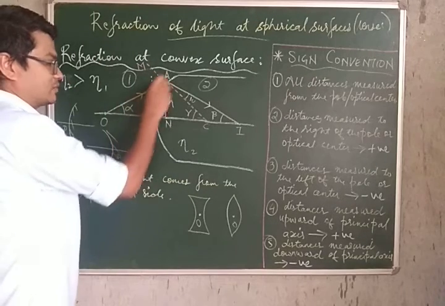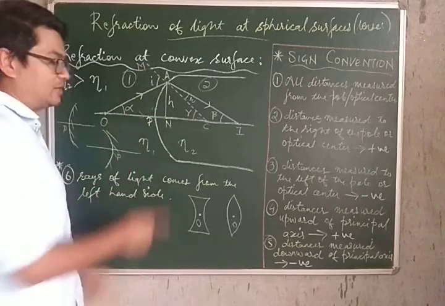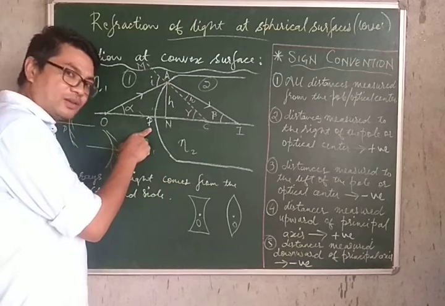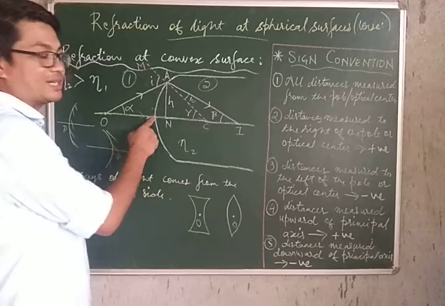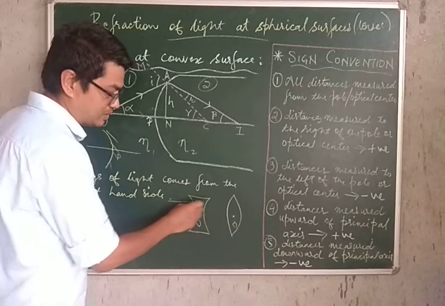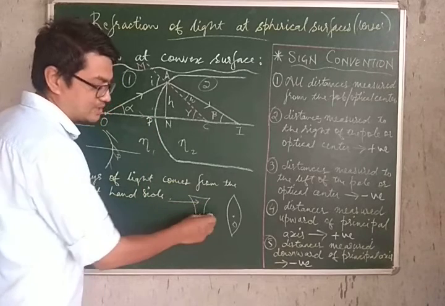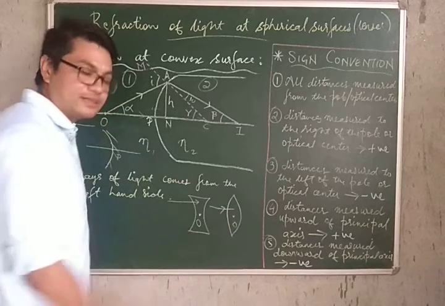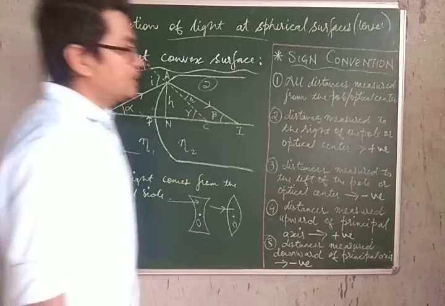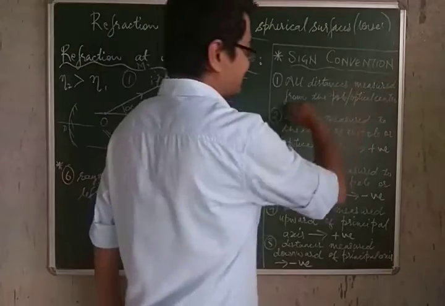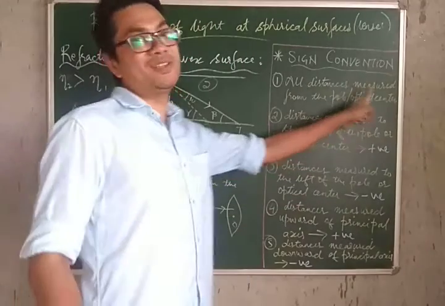The ray of light is coming from the left hand side of what? Left hand side of the pole. Whereas if we are talking about lenses, left hand side of the optical center. Rays of light will be shown coming from the left hand side of the optical center, or the left hand side of the pole, remember. Then all distances are measured from the pole or the optical center.